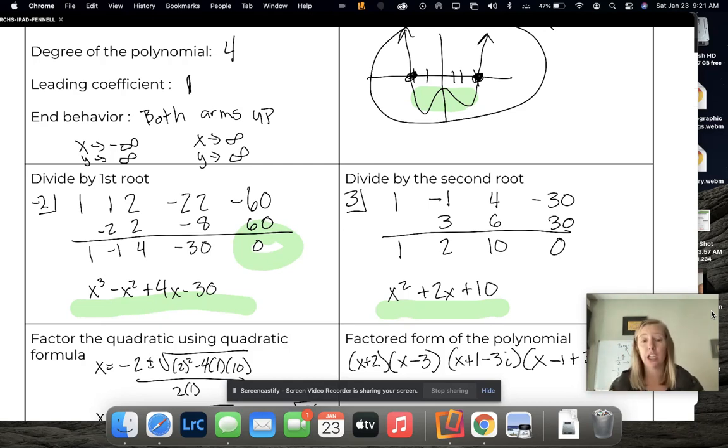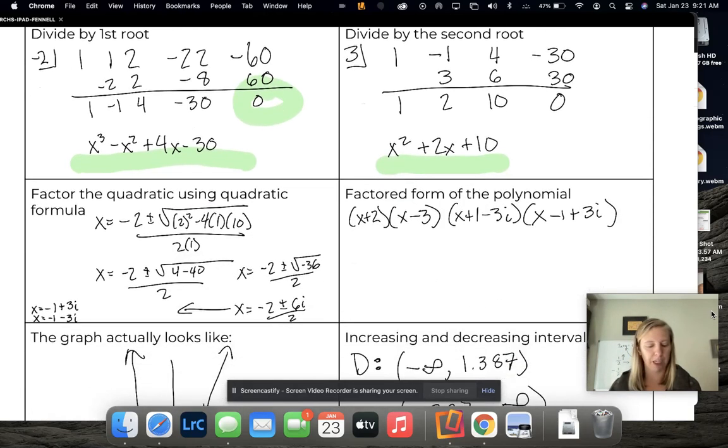Keep in mind, when you're looking for complex roots, that is the only way that you know how to find them other than completing the square. So you could complete the square to do this, or you can use the quadratic equation. Either way would be fine. Kind of personal preference. I did the quadratic formula here.